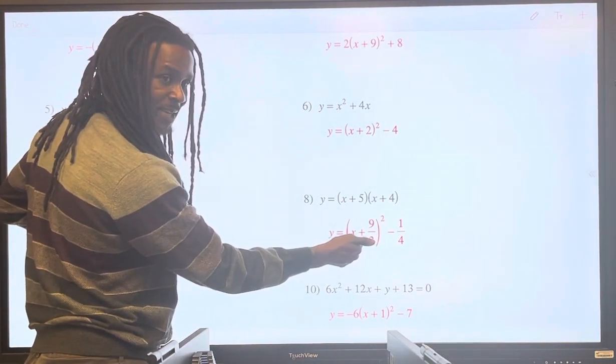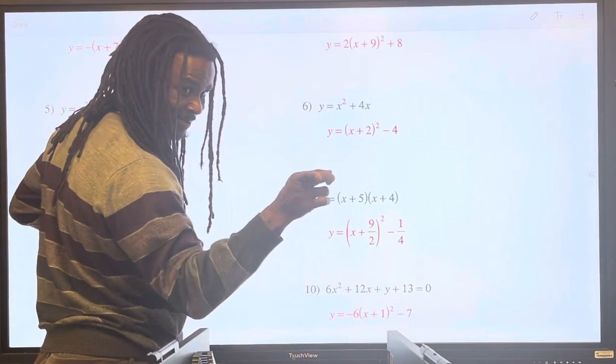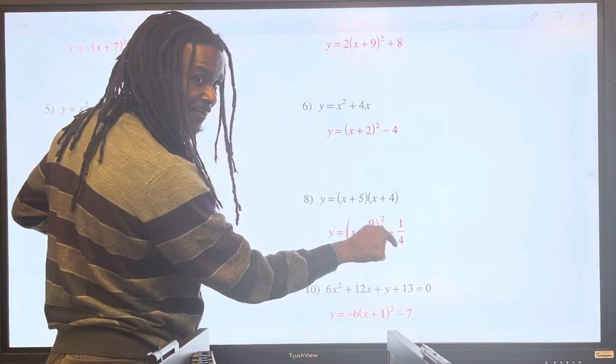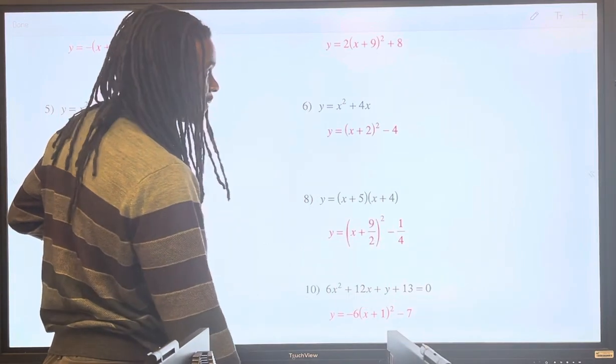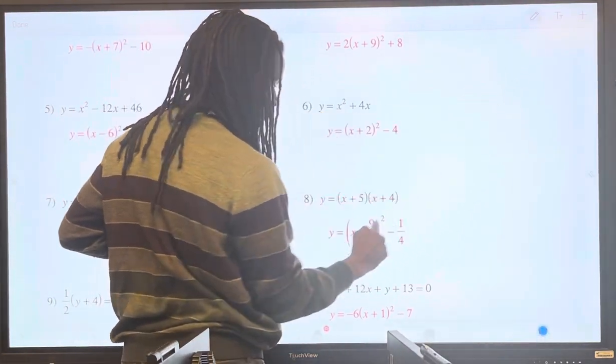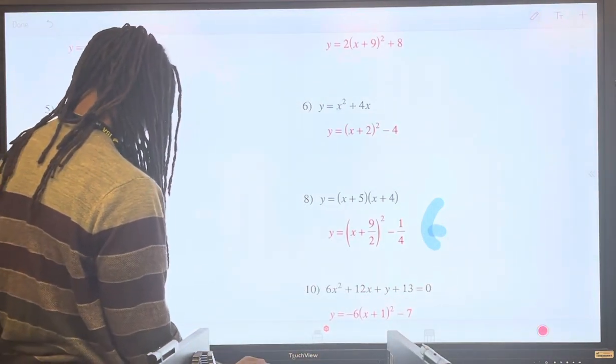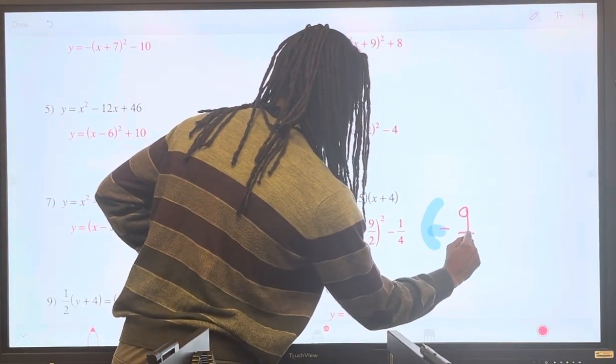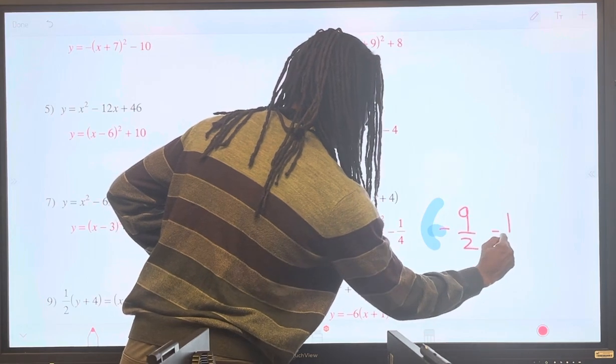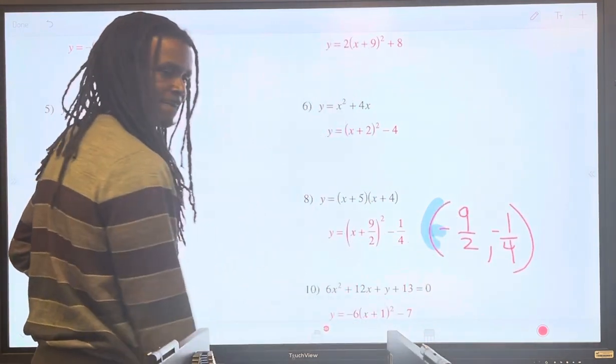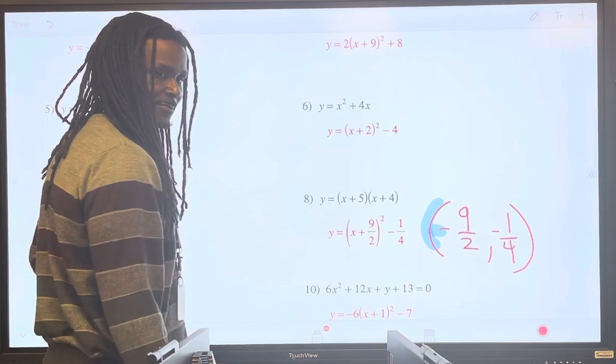So your vertex will be negative 9 over 2. That's correct. When you pull this out, it'll be negative 9 over 2, negative 1, 4. Why does it say positive? Because it's the opposite. What's the vertex for this? It was 8. Negative 9 over 2, negative 1, 4. So we wrote it as x minus or x plus?